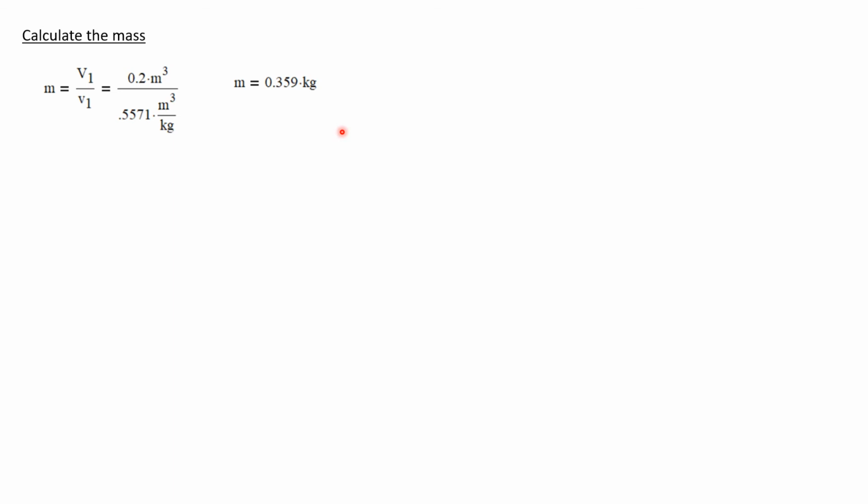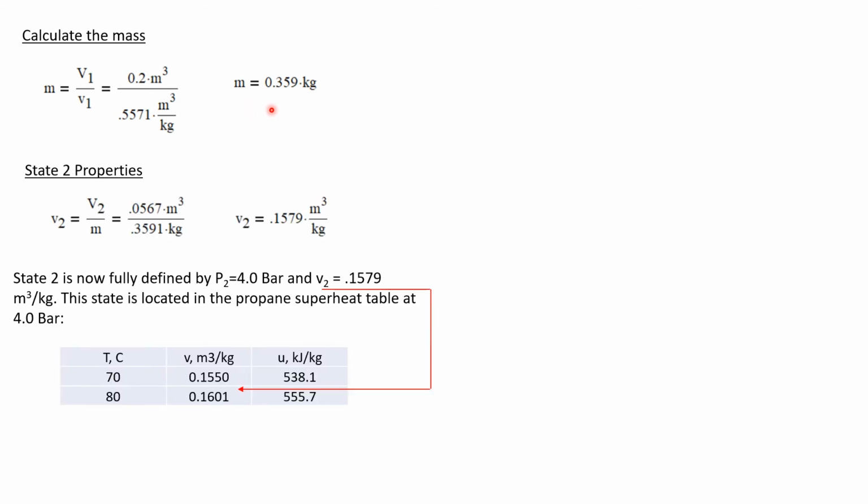And we can find that at state 1 because the mass is just the volume divided by the specific volume. And we have both those values for state 1. The volume at state 1 was 0.2 cubic meters, and we just got a value out of the table for specific volume, which is 0.5571 cubic meters per kilogram. So we have a mass in the system of 0.359 kilograms.